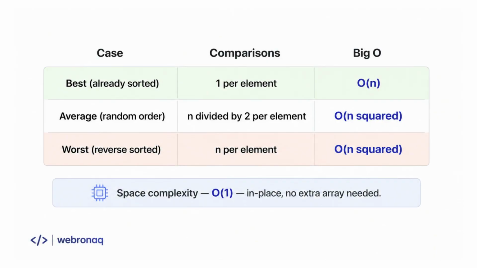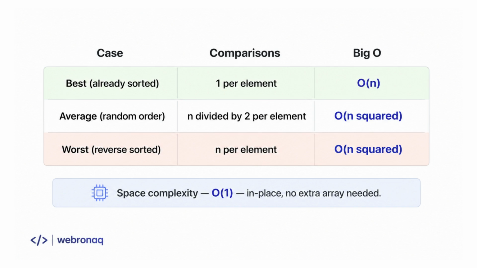Alright, now that we have seen the code, let us talk about how fast it actually runs. Start with the best case. If the array is already sorted, each element only needs one comparison before it settles in. That means the work grows directly with the size of the array. Big O of n. Linear. Fast. Now the worst case. A reverse sorted array. Every new element has to travel all the way back through every sorted element before it. That compounds quickly. Big O of n squared.